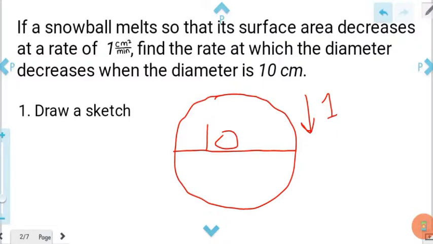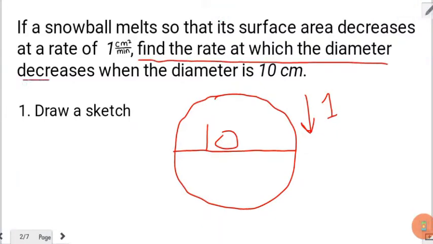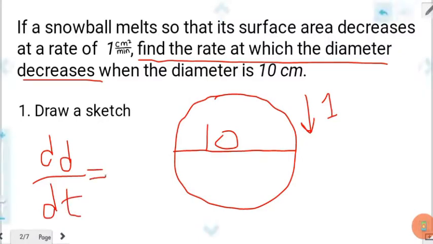Also, just to make a note here, it does say find the rate at which the diameter decreases. So we're looking for the rate of change of the diameter. I'll write over here dD/dt, which represents the rate of change of the diameter, and obviously we don't know that. That's what we're looking for. I'm making a note so that we can keep that in mind. So here's what we've got: a sphere slowly shrinking as it melts, and we're concerned with the one instant when the diameter is 10 centimeters.